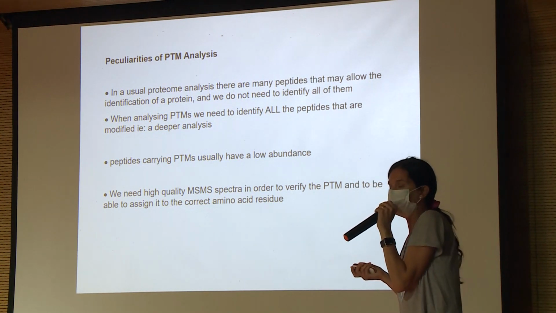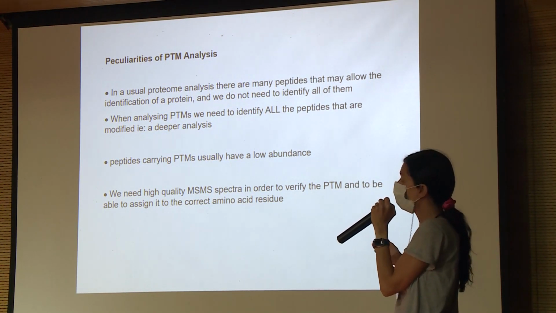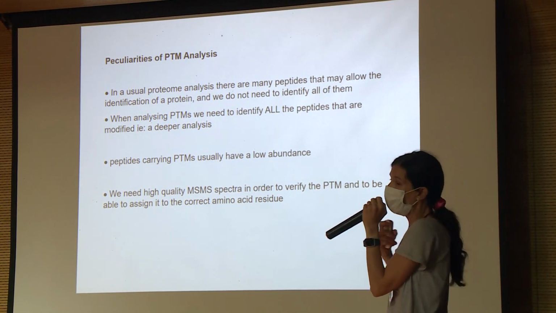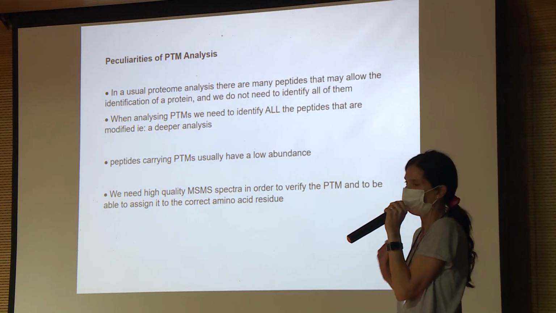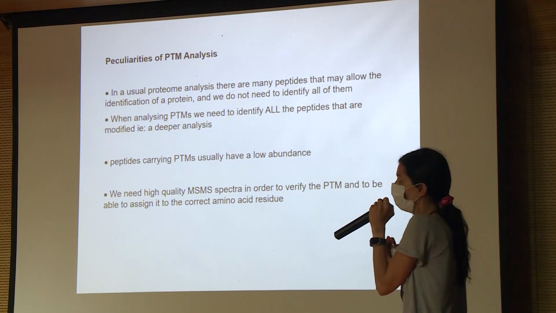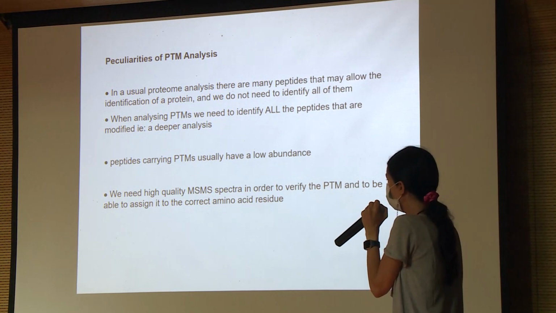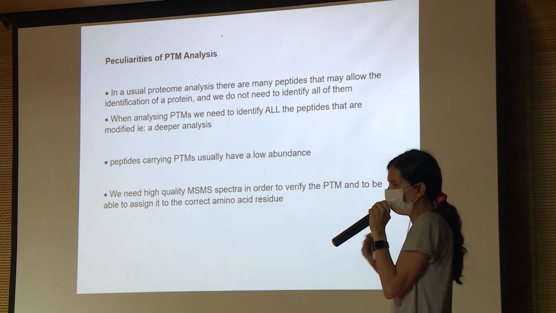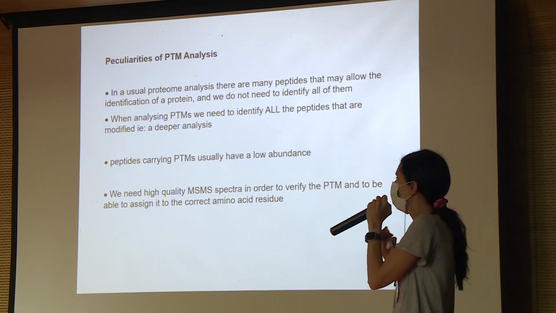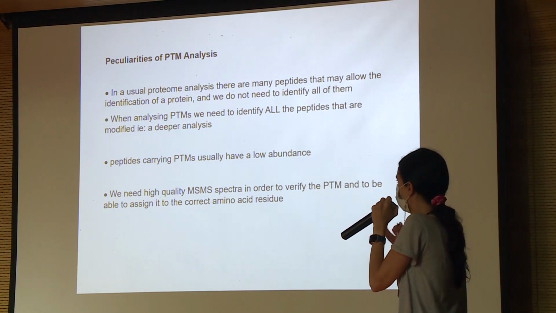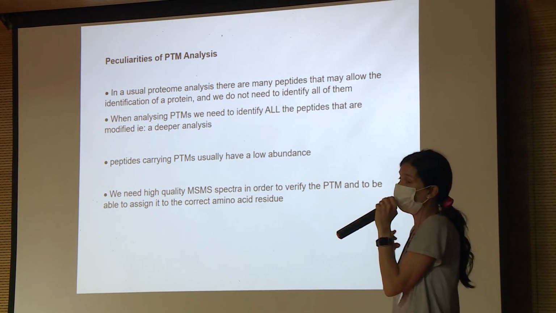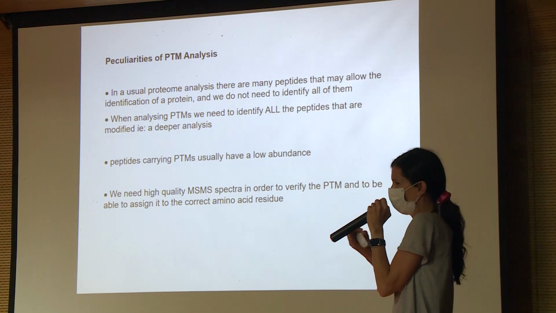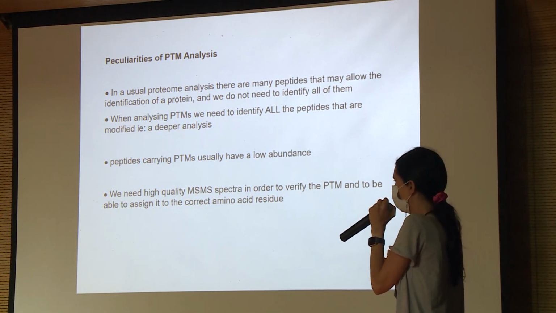So why all these peculiarities for PTMs? In a usual proteome analysis, there are many peptides that may allow you to identify a protein. And as we said before, we don't need to identify all of them, right? But when you're analyzing PTMs, we do need to identify all the peptides that are modified. So we need to do a deeper analysis. We need to have more sample, in a way. Peptides carrying PTMs usually have a low abundance. Not all the peptides are modified. So we need to be able to catch those peptides that are modified.